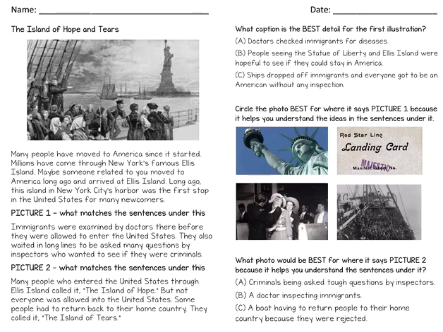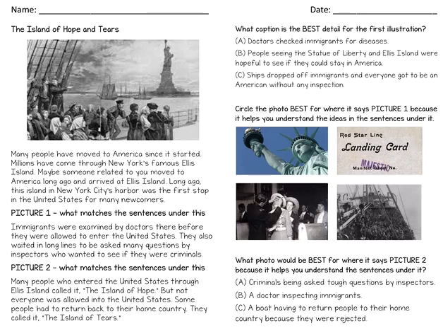Let's read this article. The Island of Hope and Tears. We see this illustration. It's an illustration because it's a drawing. Many people have moved to America since it started. Millions have come through New York's famous Ellis Island. Maybe someone related to you moved to America long ago and arrived at Ellis Island. Long ago, this island in New York City's harbor was the first stop in the United States for many newcomers.